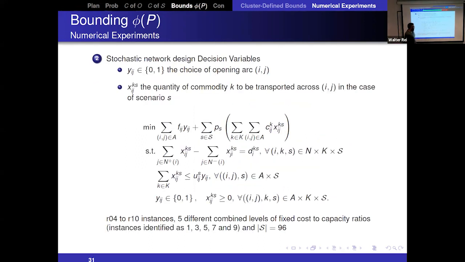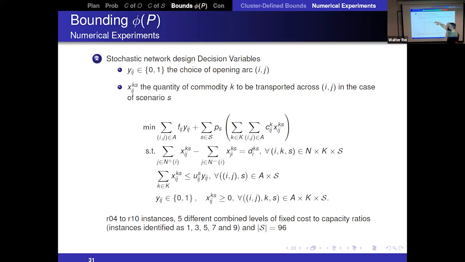Second problem is a bit more challenging. So this is a classical stochastic network design model. You have commodities, where a commodity in this case is a flow that needs to be transported between a given origin and a given destination in a network. In this case, the volume is assumed stochastic for each commodity.